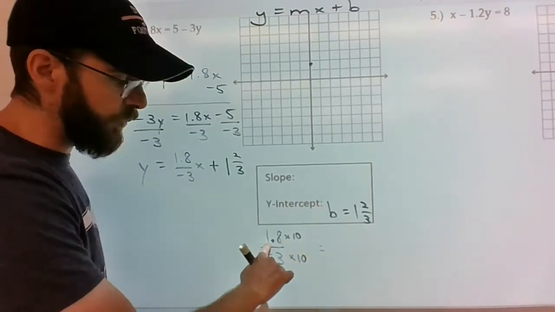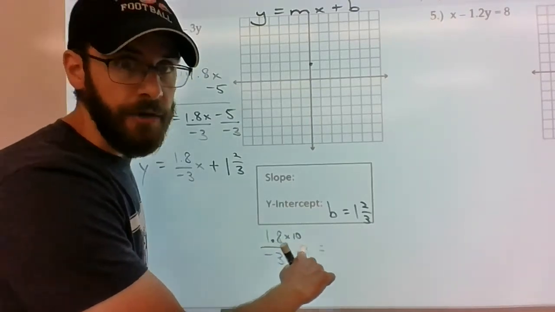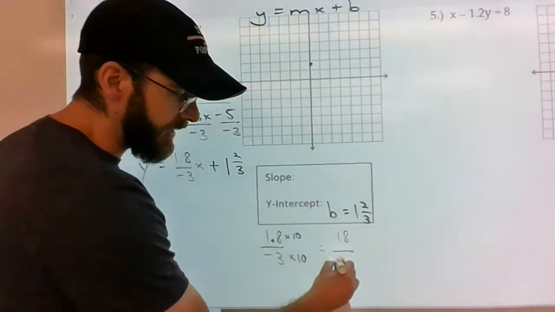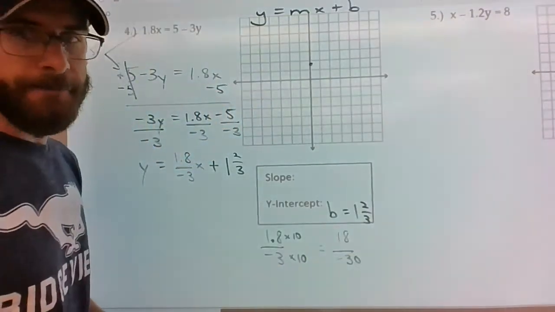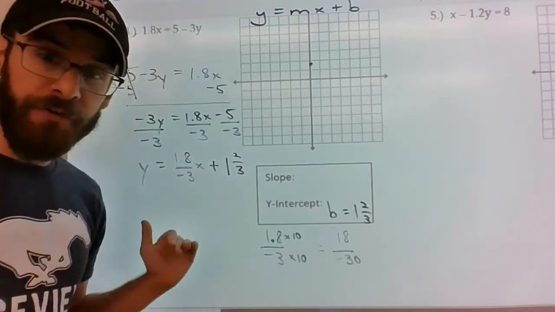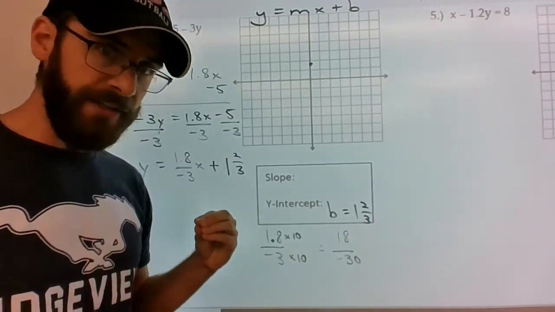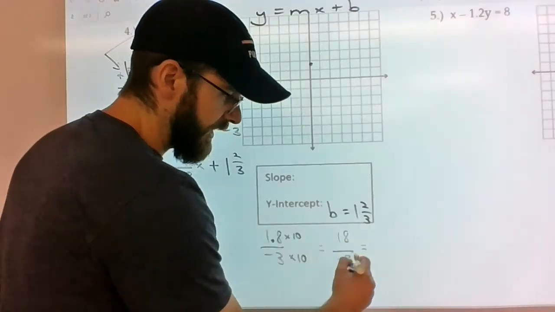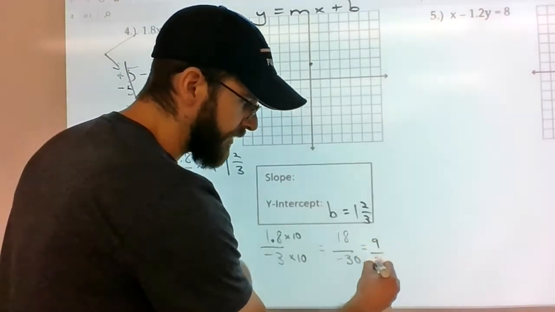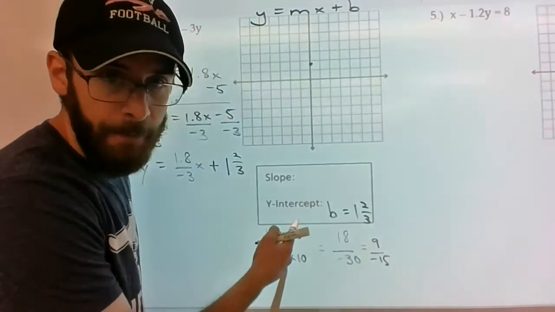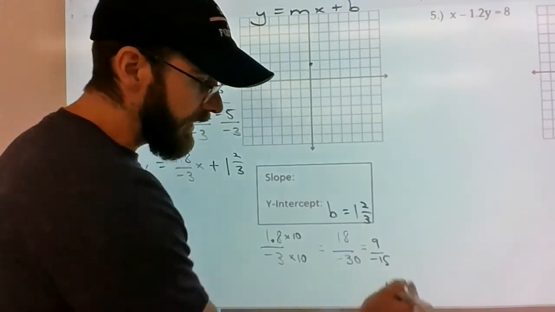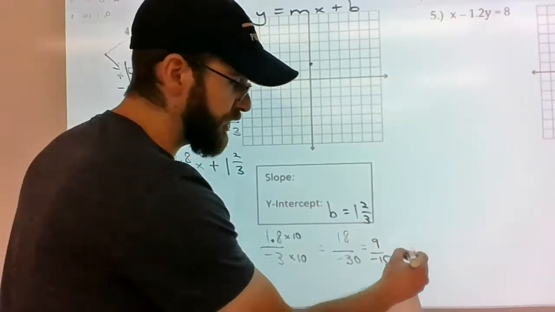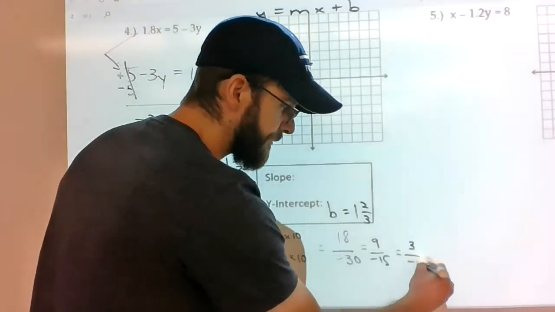So now it's 18.0. It's 18. And then that makes the bottom negative 30 when I multiply by 10. Which 18 over negative 30 will reduce quite substantially. You can cut them in half, and that would be 9 over negative 15 if you divide the top by 2 and the bottom by 2. And then if you divide the top by 3 and the bottom by 3, you get 3 over negative 5.